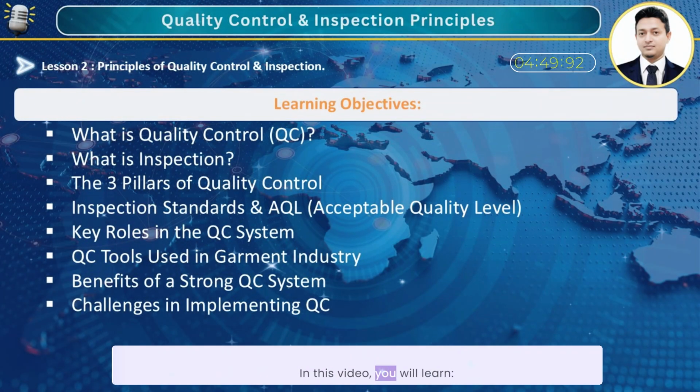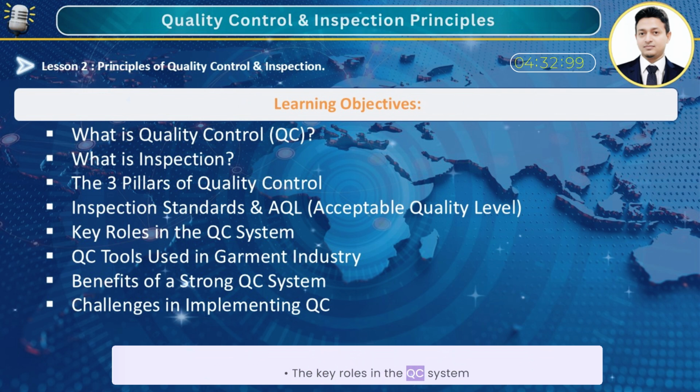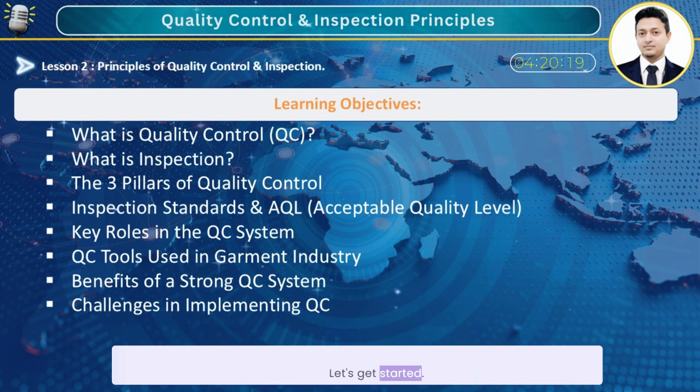In this video, you will learn what quality control, or QC, is, what inspection is, the three pillars of quality control, inspection standards and AQL, also known as acceptable quality level, the key roles in the QC system, QC tools used in the garment industry, the benefits of a strong QC system, and the challenges you may face while implementing QC. Let's get started.